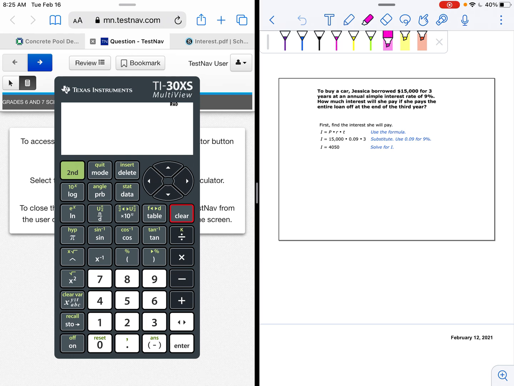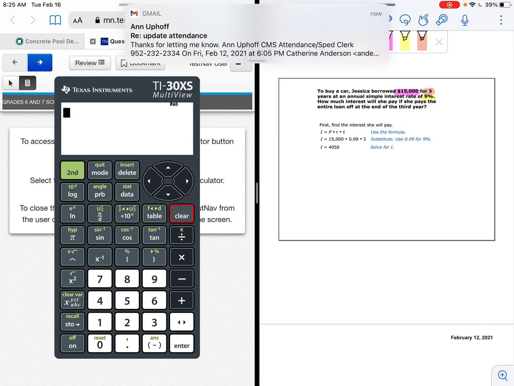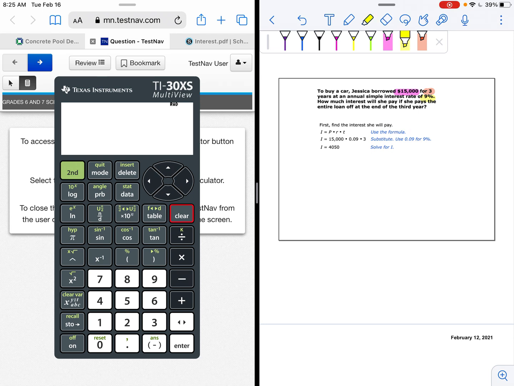The principal is the original amount, and that's the $15,000. The rate is the 9%. And then the time is the 3. And since it's already in years, we're just going to leave it. So we're just going to substitute that into our formula. And I always like to change my percentage to a decimal. I just think that's easier. I suppose if you know how to use the percent key, you are more than welcome to do that. But like I said, I always like to change it to the decimal. So remember, you just move the decimal over 2 times to the left.